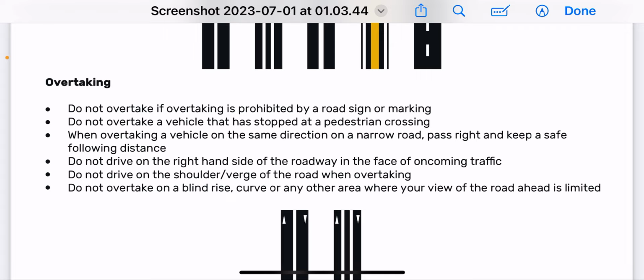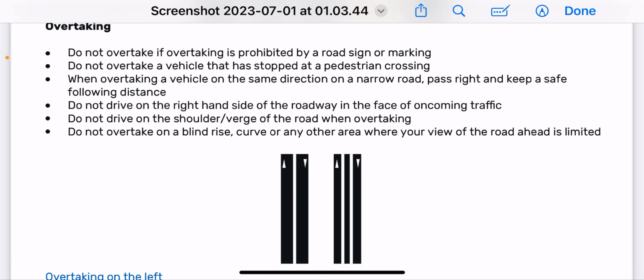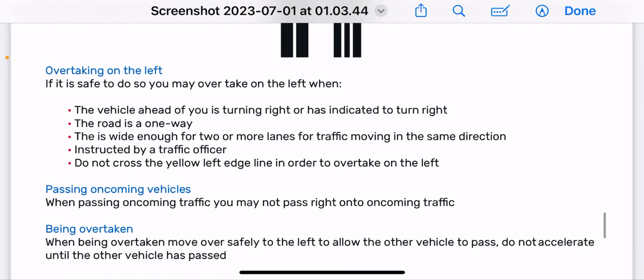Do not drive on the shoulder or verge of the road when overtaking. We will see more rules on driving on the verge of the road. Do not overtake on a blind rise, curve, or any other area where your view of the road ahead is limited. Okay? Then let's come to overtaking on the left. If it is safe to do so, you may overtake on the left when these conditions apply. When the vehicle ahead of you is turning right or has indicated to turn right.